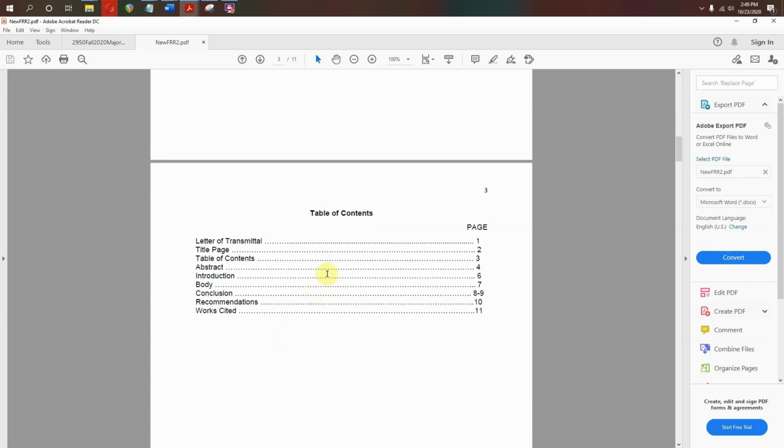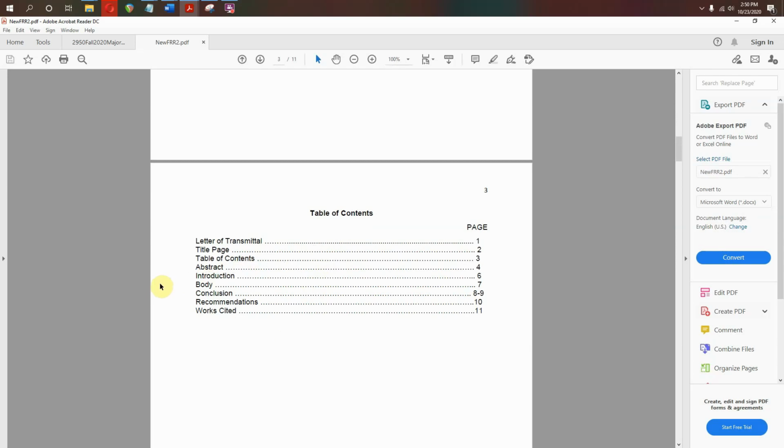Table of contents. First thing we can tell from the table of contents is that the body is all one section that they haven't divided whatsoever. When I'm grading this, I can also look at it and go, hey, the body of this paper only goes from page 7 to page 8. That's not right. It means they're spending very, very little time on their actual report.